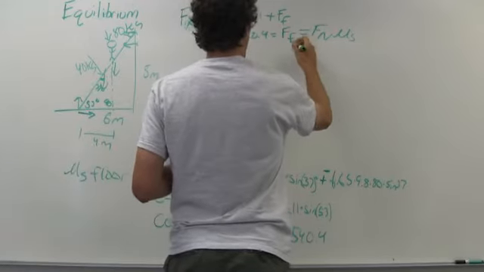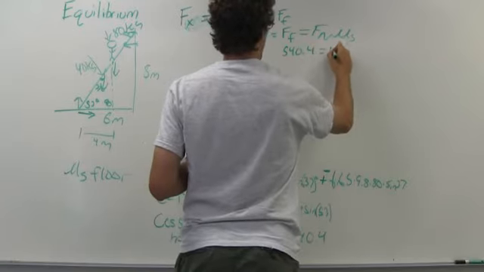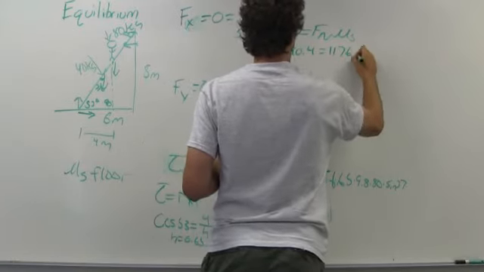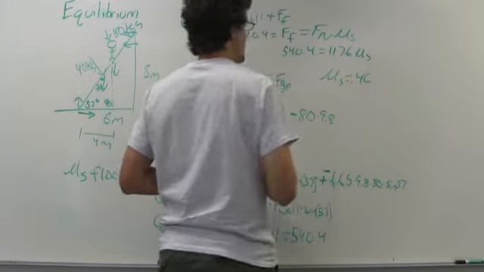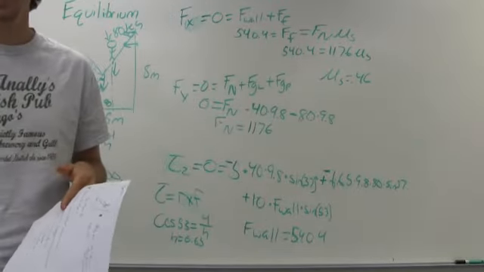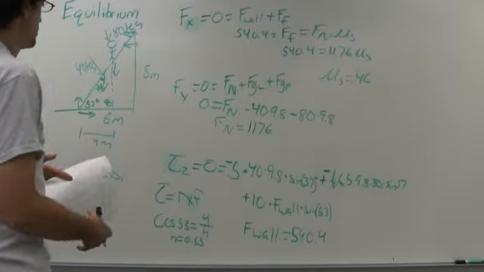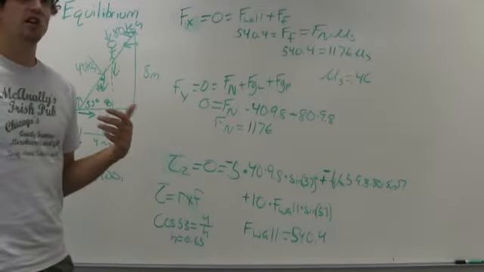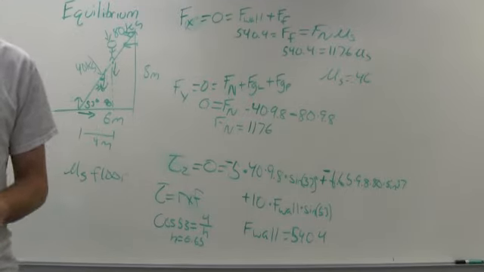Then we put it back in here, and we get 540.4 equals 1176 μs, and μs equals 0.46. That's the minimum friction we would need for this to happen. Anything above that, and it's going to be strong enough to not slide, because again, friction can only equal the other forces. It can't be greater than them. And there it is.